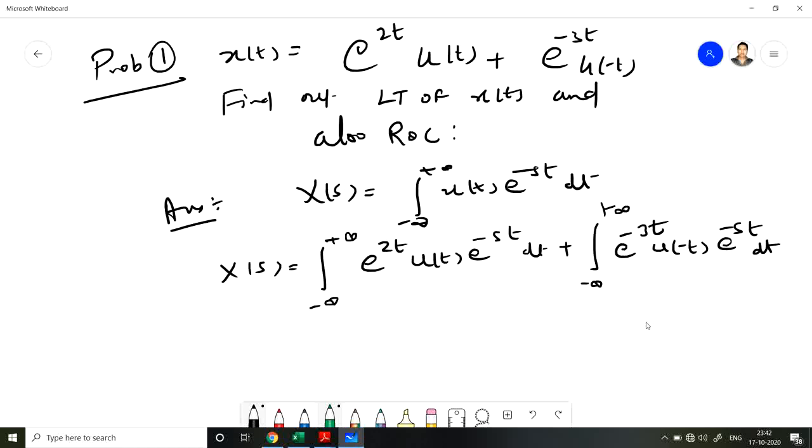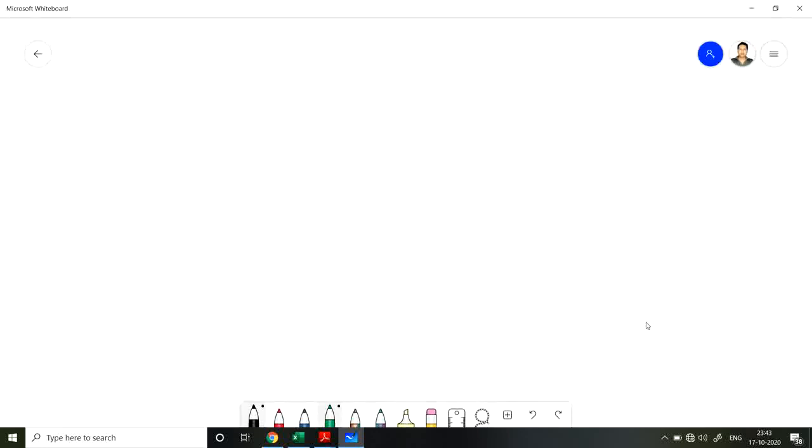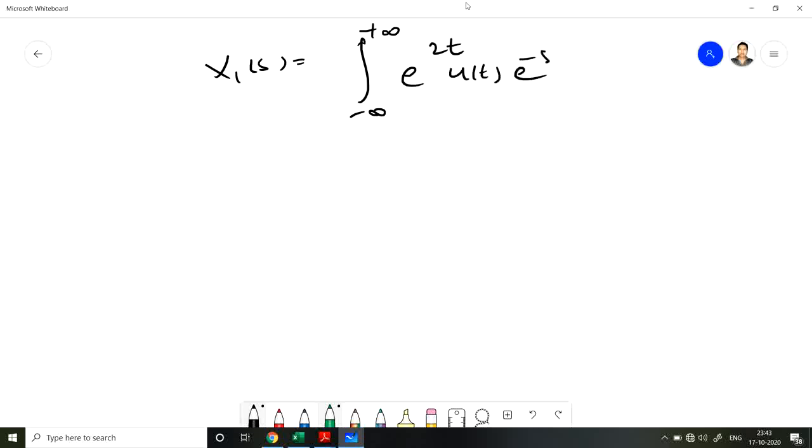So we can see that this integral, let this be X1(s) and this be X2(s). So X(s) is equal to X1(s) plus X2(s). So what is X1(s)? Let us solve this first. It is the integral from minus infinity to plus infinity of e raised to the power 2t into u(t) into e raised to the power minus st dt.